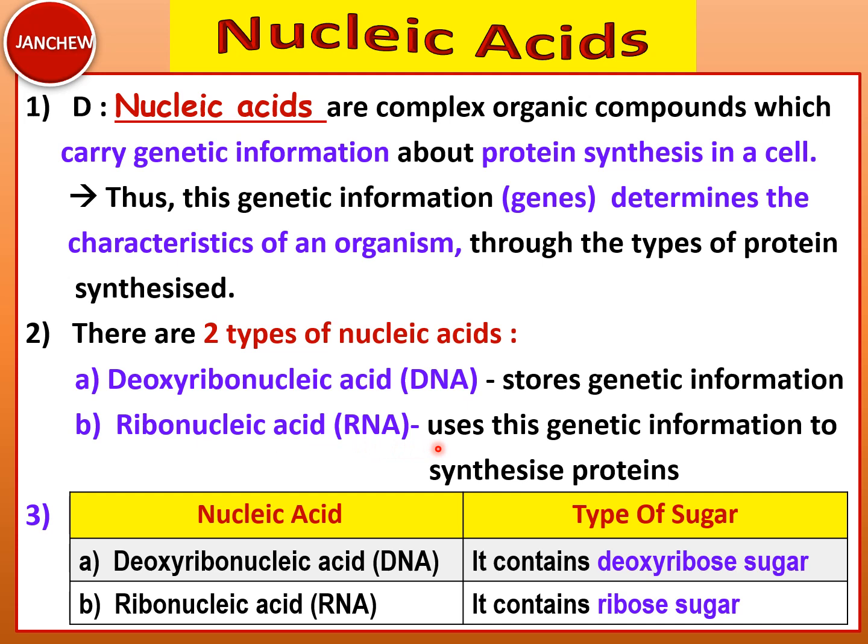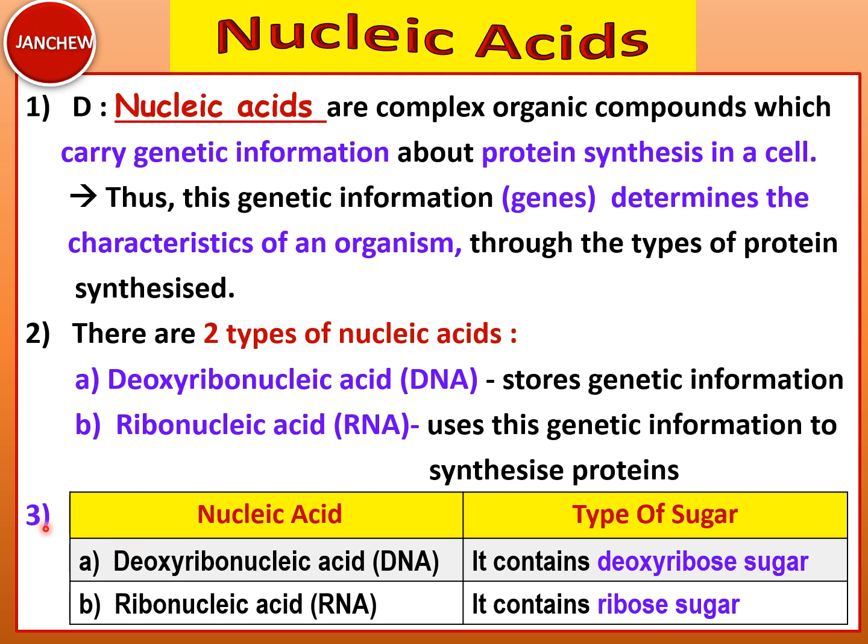Ribonucleic acid, or RNA, does not store genetic information for long. It actually copies the genetic information from DNA when the cell needs to produce a certain type of protein. After copying the information, the RNA will then produce the type of proteins that are needed by the cell. So RNA uses the genetic information from DNA to synthesize proteins. It cannot be passed down from parent to offspring, not like DNA.